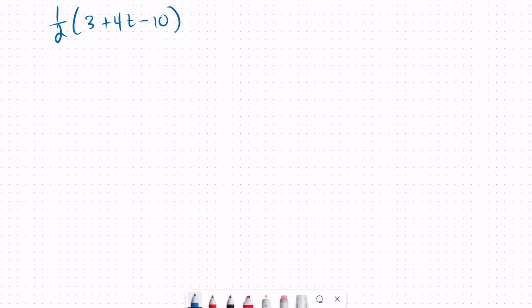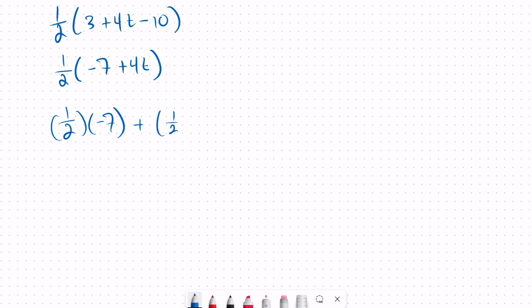All right, so now in this case, again, we have something similar. We could multiply the half to everything inside of the parentheses, but I do see that we have some like terms, that is the 3 and negative 10. When I subtract 3 minus 10, I'm going to get negative 7, so we're going to be left with half parentheses negative 7 plus 4t. And now there's nothing else that's like terms, so we can go ahead and use the distributive property. We're going to do half times negative 7 first, and then plus half times 4t.